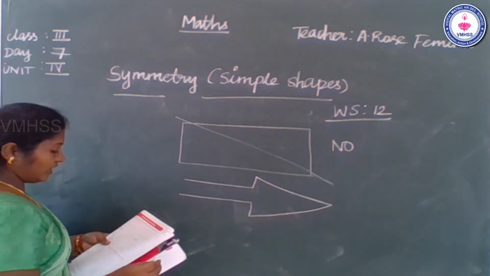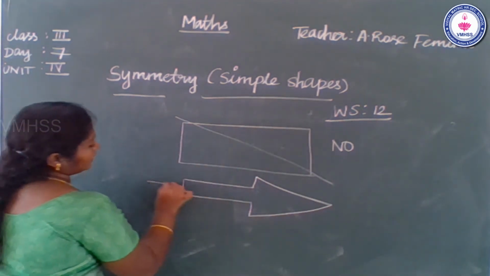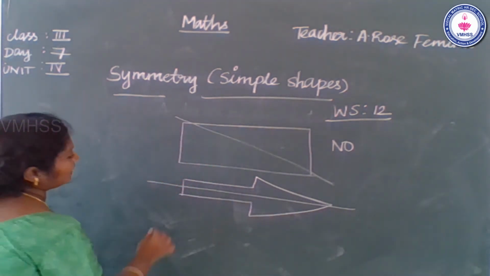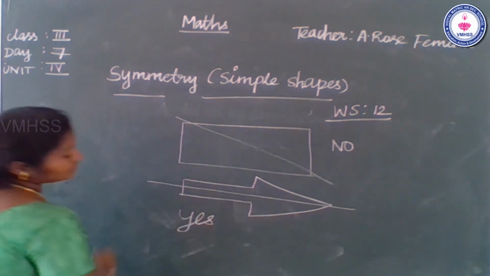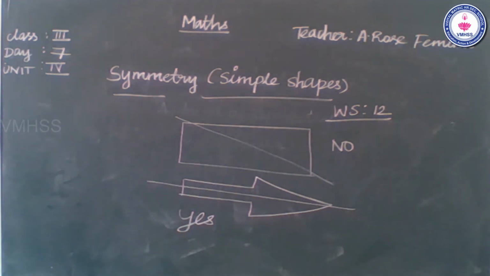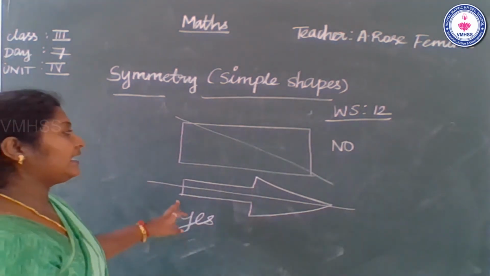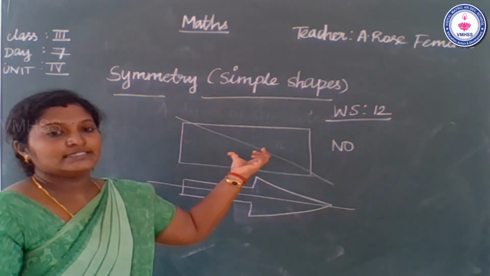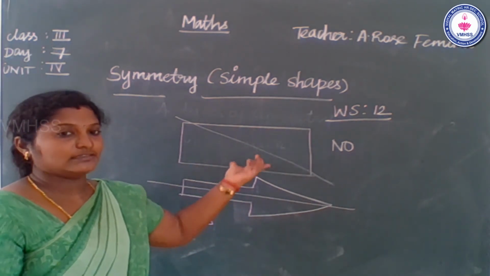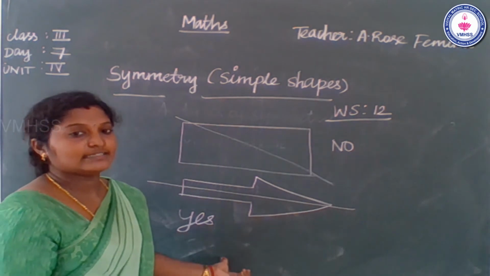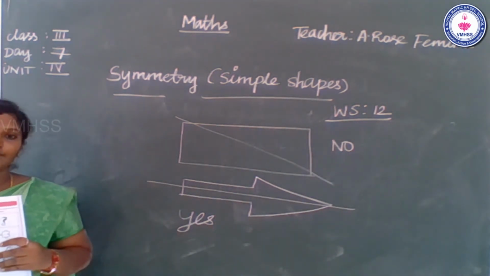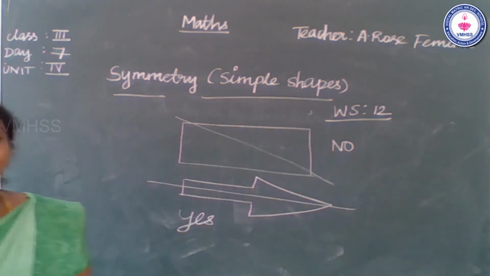The second shape is a symmetrical image, so this is the correct answer. Right? Yes. This is a symmetrical image. This other one is asymmetrical, so it is not a correct answer. Please write fast, students.